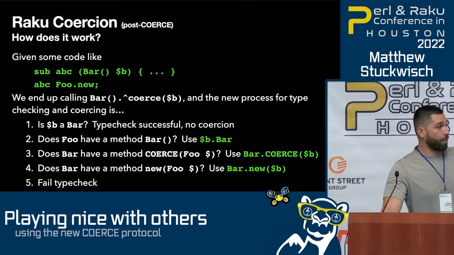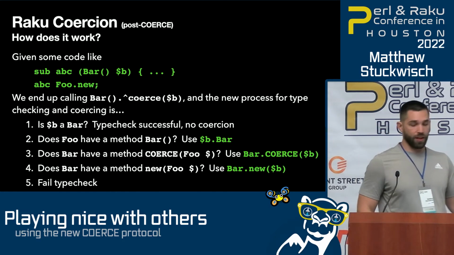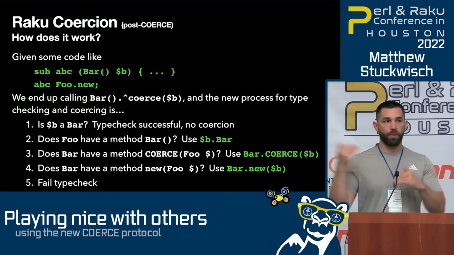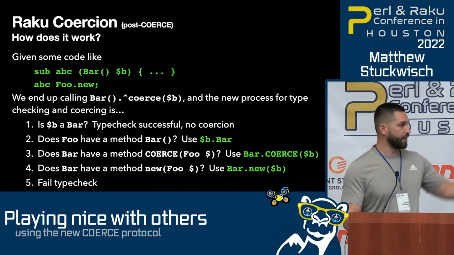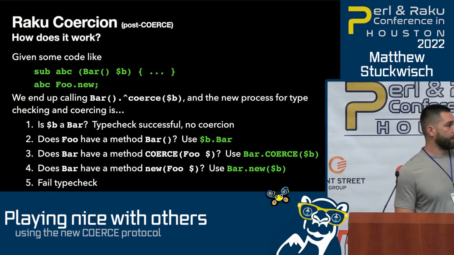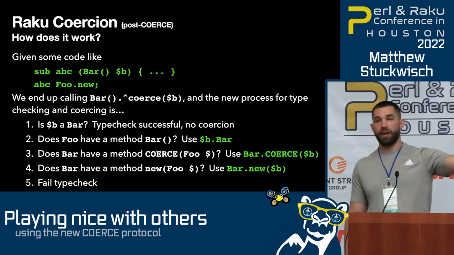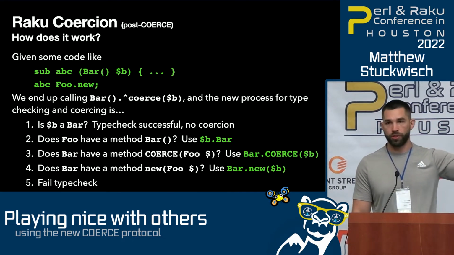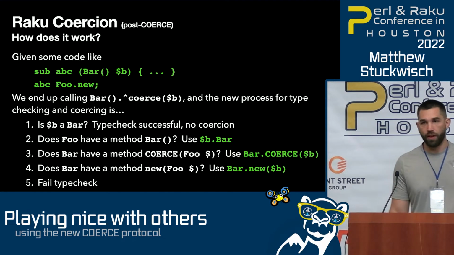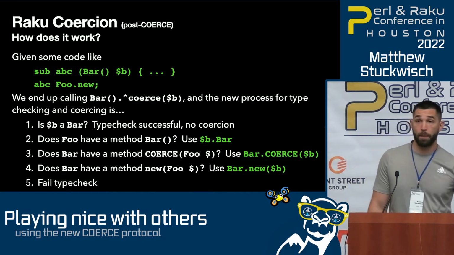But now we have a lot more opportunities to make a successful coercion, and we have solved the problem of one class not knowing about the other class. Because in this case, foo doesn't need to know anything about bar, and we can still manage to do that coercion because bar has to figure it out. So for instance, in one of my modules, I have a language tag.